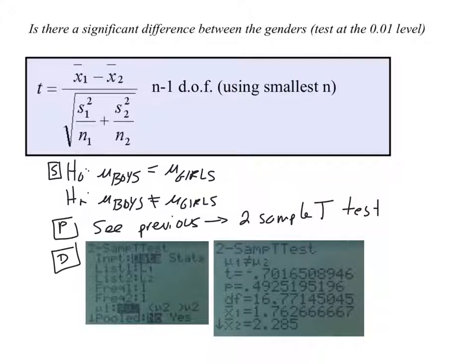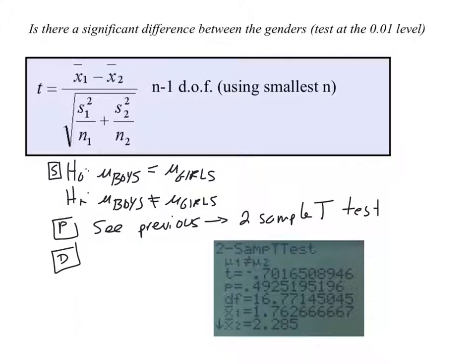Do. So you'll go and you'll find the two-sample t-test in that menu, and I still have them in lists. I did not equal to, and then again pooled, you'll say no. So you calculate, and let me write this down. We have a t-statistic, and I'm going to write down that it is negative 0.702.